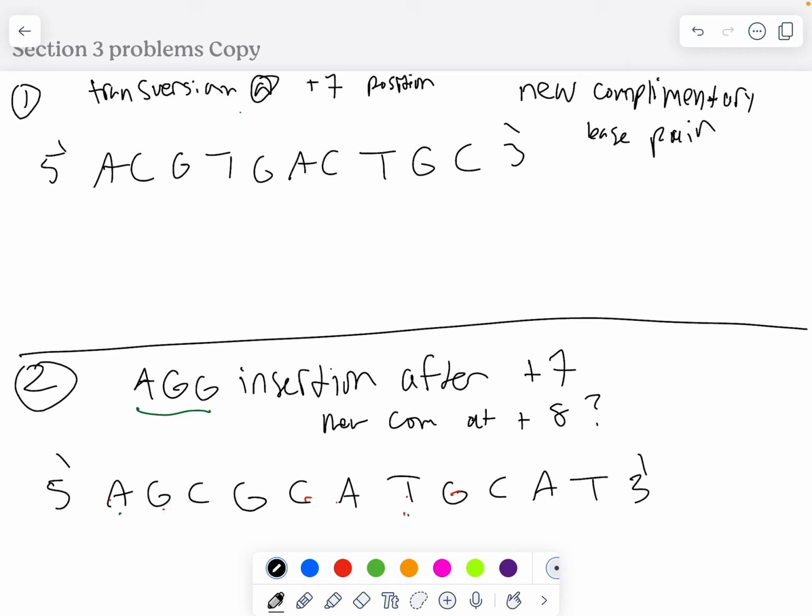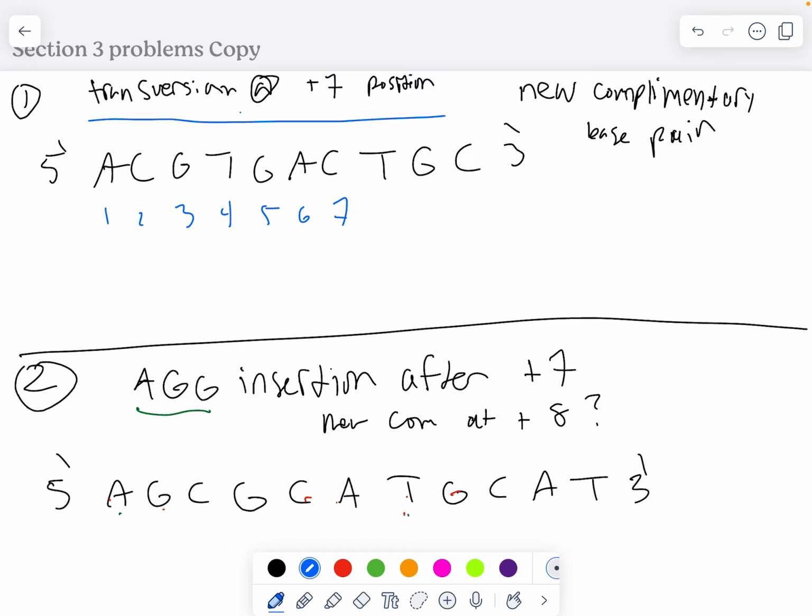round of replication. So with this as our example, we're going to say that we have a transition at position 7. Position 7. So we're always going to count from our 5' end. So this is 1, 2, 3, 4, 5, 6, 7. And we have a transversion.